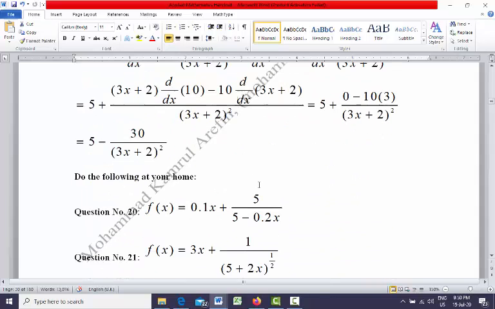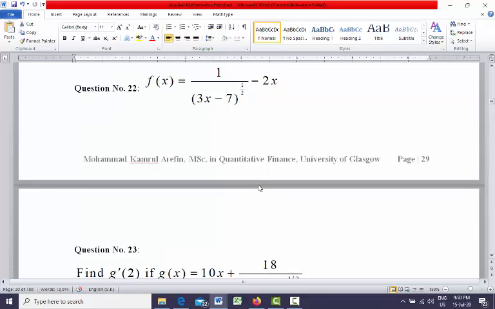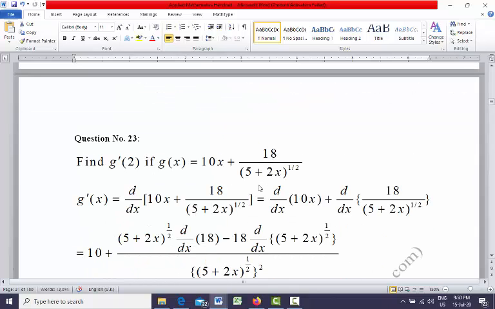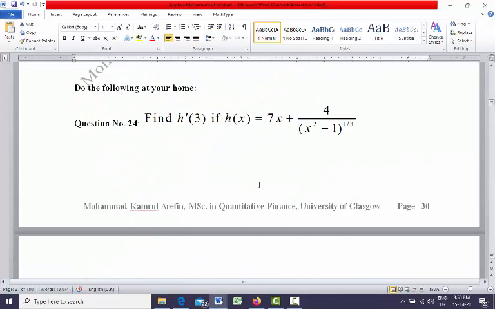Question 19, you can solve it at your home. Similarly, you can solve all the problems at your home, and if you find any problem, you can always ask me. Remaining problems of this exercise, you solve at your home, and if you find any problem, you can ask me over our next orbit session.